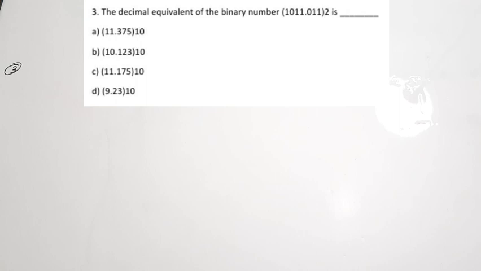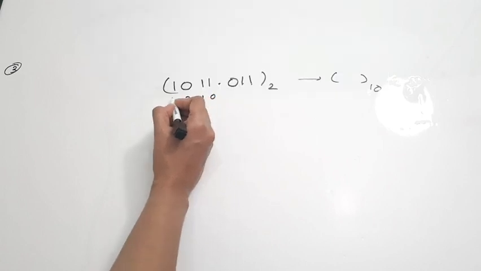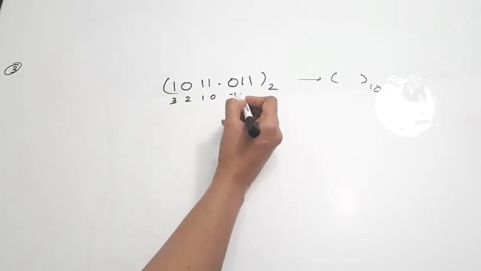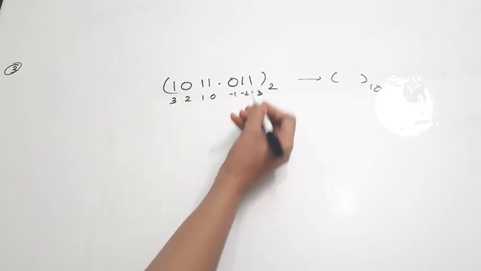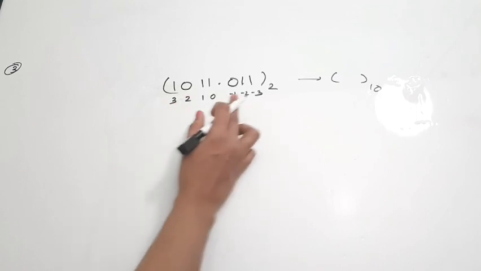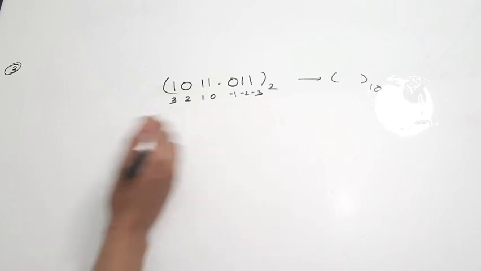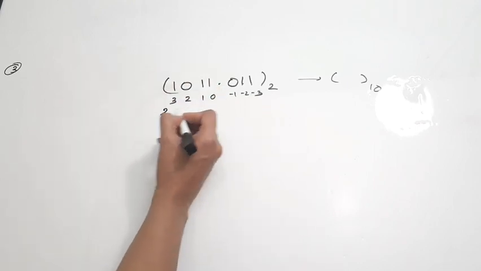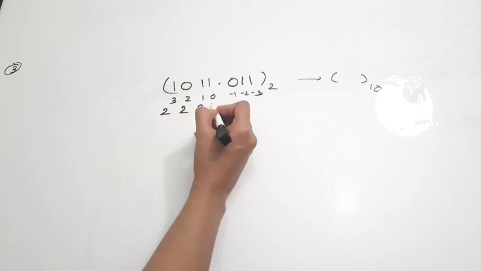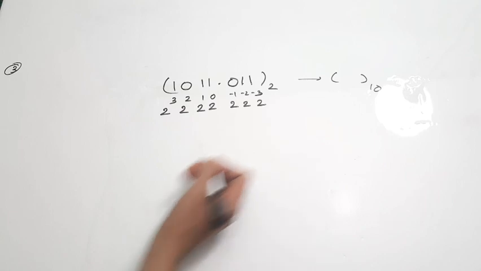You have to take powers of 2, right? So I'm going to put a 0 here. Then there is a 1, a 2, a 3, and here minus 1, minus 2 and minus 3. These are actually position values. You have to take these as powers of 2. That is 2 raised to 3, 2 raised to 2, 2 raised to 1 and 2 raised to 0. Then 2 raised to minus 1, 2 raised to minus 2 and 2 raised to minus 3.